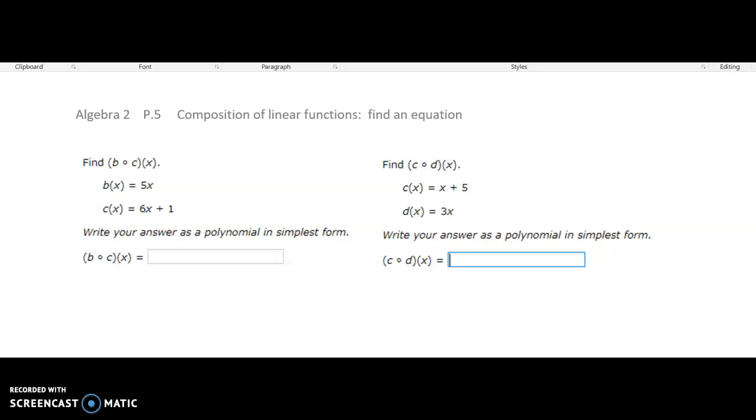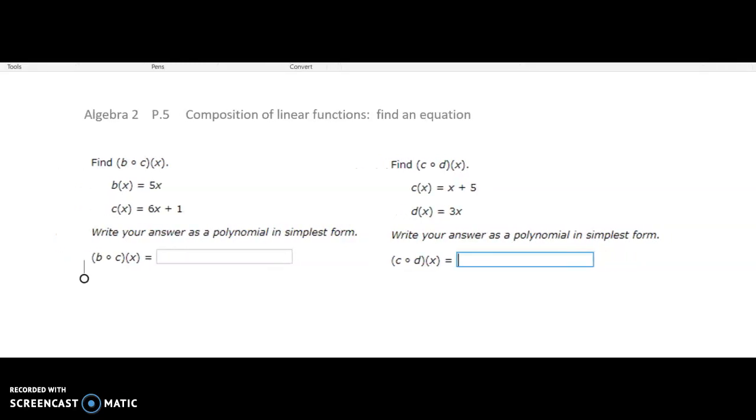And so remember, this is pronounced B of C of X, okay? And so you would put X into C, and whatever that answer is, you're going to put it into B. Now, on the first two of these examples, it's going to be kind of like, what are you talking about? But after the second problem, it's going to make a little bit more sense.